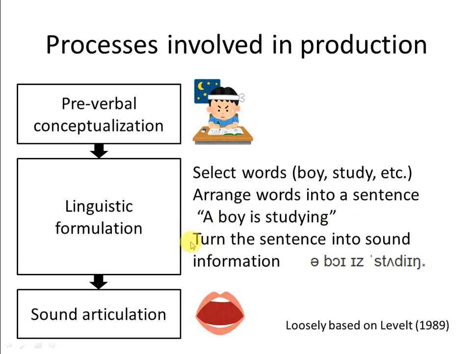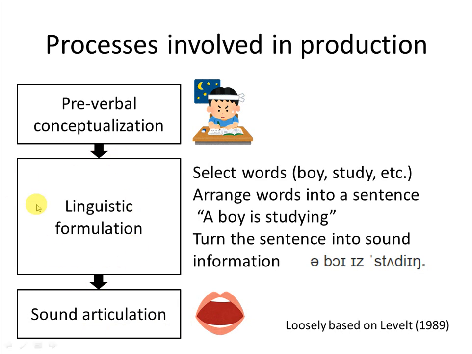Then you have to turn this sentence into sound information. So something like this. But this is not the sound itself. This is still linguistic information. And you give this sound information, maybe not to your mouth, maybe actually to the part of the brain which controls your mouth, maybe. So based on this sound information, you move your mouth and you produce the actual sounds. So articulation is the action of saying something.